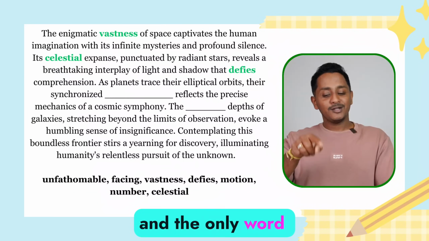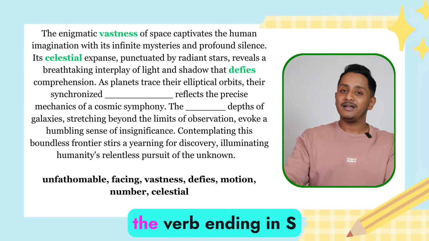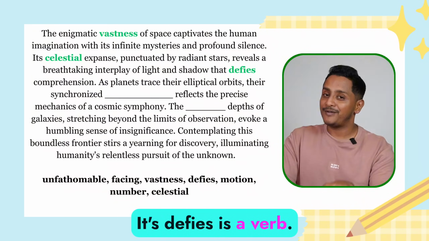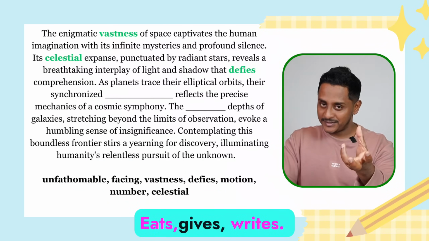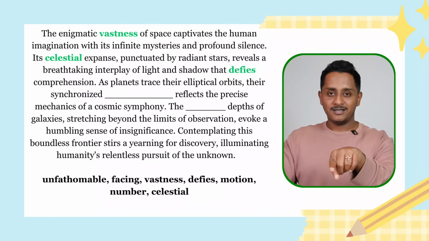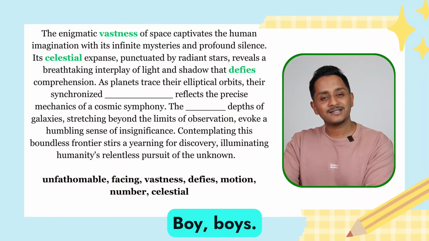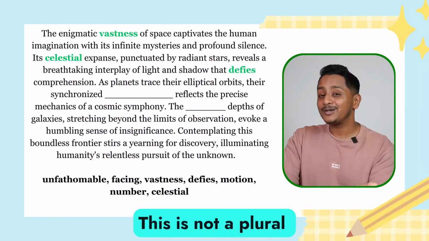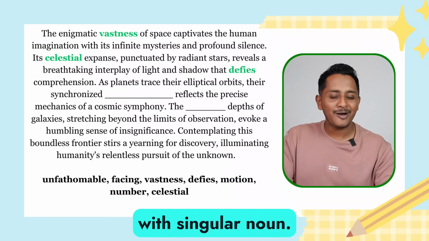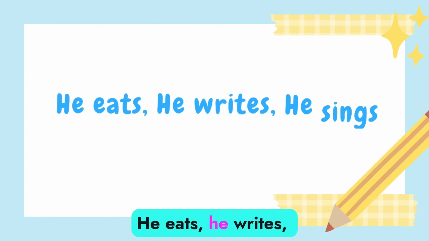Defies is the word, and the only word, the verb ending in S, it's like eats, not apples. Apples is a noun. Defies is a verb. Eats, gives, writes. Don't confuse with the noun. Noun also can have S in the end. Singular, plural noun. Boy, boys. But verb, this is not a plural verb. It's verb with S goes with singular noun. He eats, he writes, he sings.